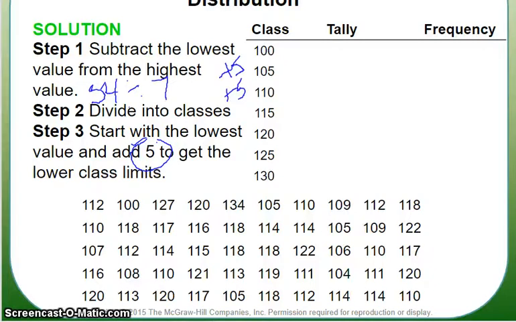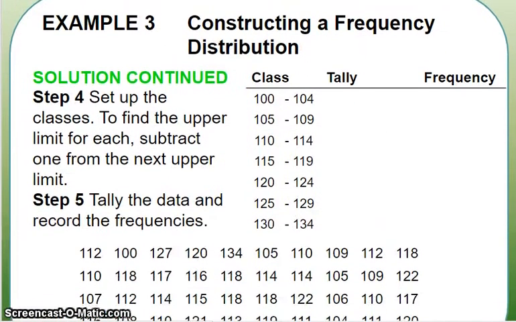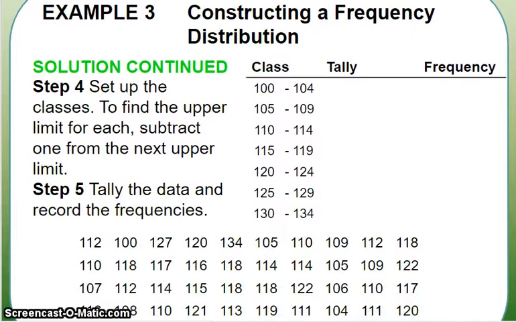Then I start with the lower class limits. To get the upper class limits, I just subtract 1. So I had the 105 and I went back 1 and got 104. I took 110 and went back 1 to get 109. Back 1 to get 114. To get the stopping point of the class, I just took the next class down and subtracted 1. So now I have a class, so now I have a range.